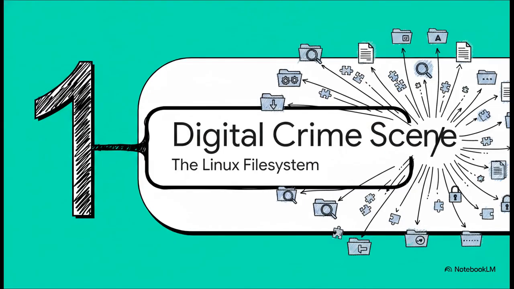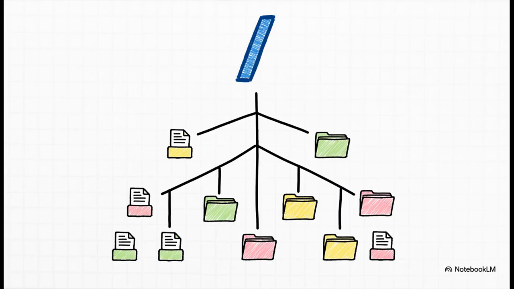So, in any Linux investigation, the entire file system is your crime scene, the whole thing. And it all starts from one single point, a single character that holds the entire digital world together. And that character? It's just a /. That's it. That slash represents the root directory, and it is the absolute top of the food chain. Every single file, every single directory we're going to talk about lives somewhere inside of it.